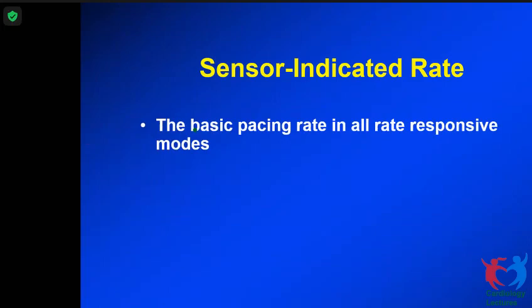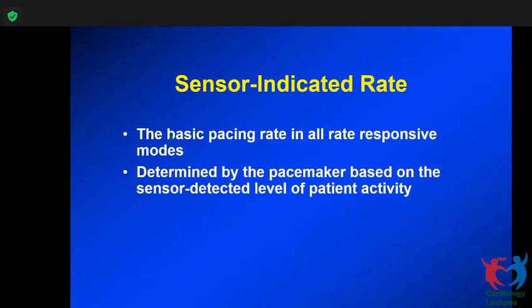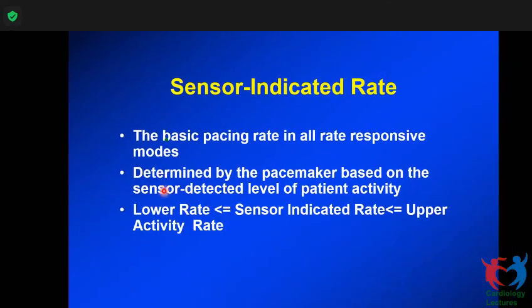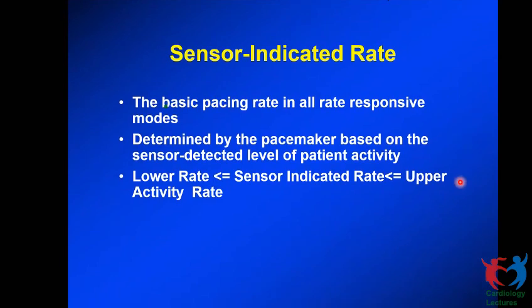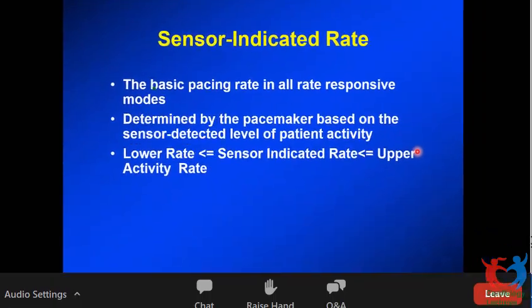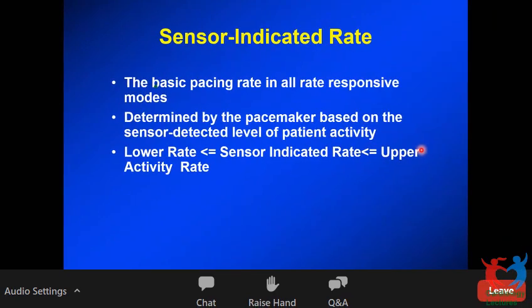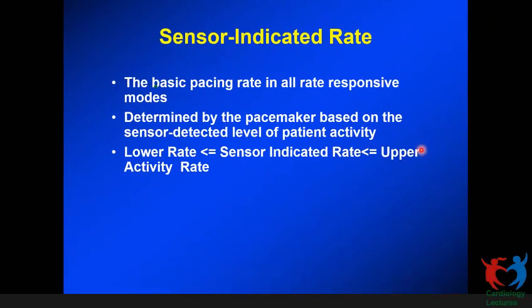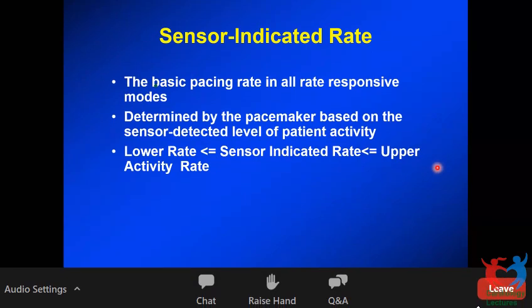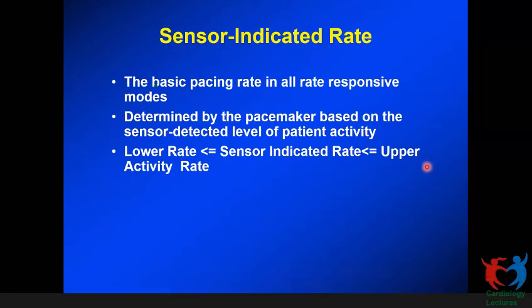Let's say we are implanting a VVIR pacemaker in which you program a lower rate and you program an upper sensor or an upper activity rate, which denotes the maximum rate you allow the pacemaker to pace the patient's heart when he is maximally active, and you don't want the pacemaker to pace faster than that. And that's the upper sensor rate.